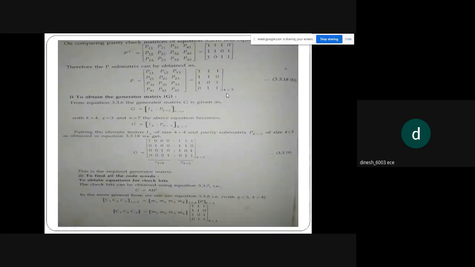So any doubts till this, till equation 3.18b? If you have, you can type in the chat box. I'll also check it. Then the remaining is the same. After getting P transpose, I'll tell you how to get G also. Let me check the chat box.